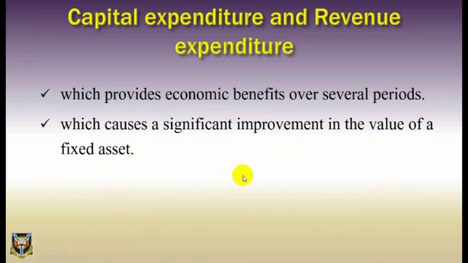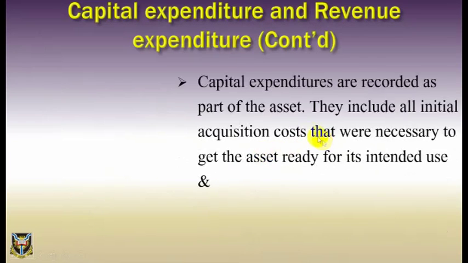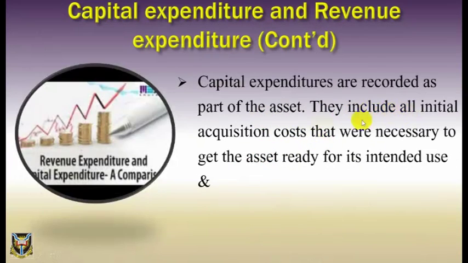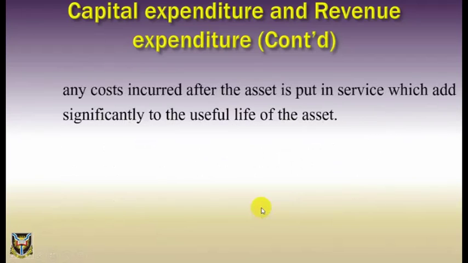Capital expenditures are recorded as part of the asset. They include all initial acquisition costs that were necessary to get the asset ready for its intended use. It also includes any cost incurred after the asset is put in service which adds significantly to the useful life of the asset or which represents a major addition.